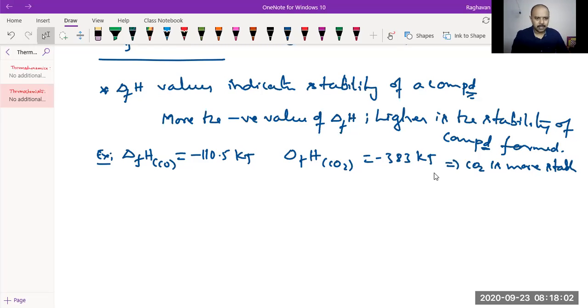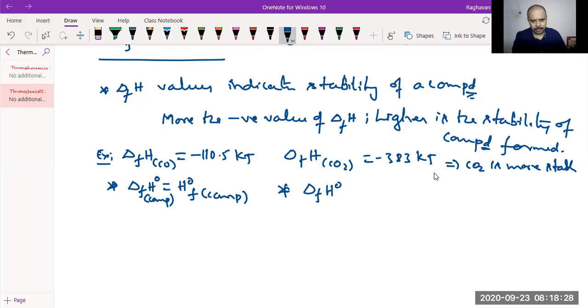Also, one more thing you just need to know. Standard enthalpy of formation of a compound is equal to the enthalpy of the compound itself, or for any substance. And you should know one more fact: standard enthalpy of formation of an element in its standard physical state should always be taken as 0.